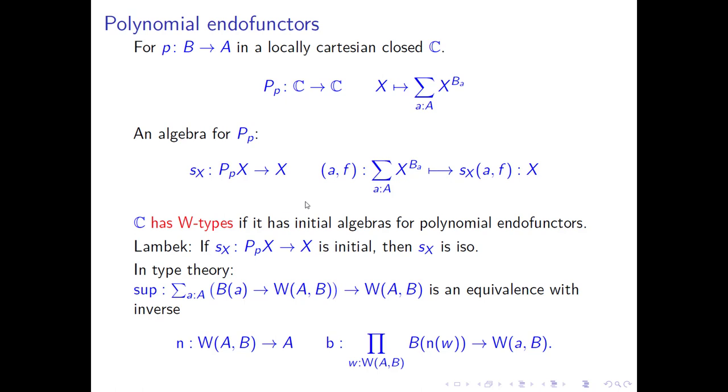There is an observation, a lemma by Lambek, which tells us that the algebra map for an initial algebra is an isomorphism, and this also has a corresponding result in that theory where you can prove that this sup constructor is an equivalence. And I will denote the two components of the inverse as N for names and B for branches. So this maps every tree to the label of the bottom node. This one is returning the function B that tells us how we paste together the other trees, or how we can use the induction step.